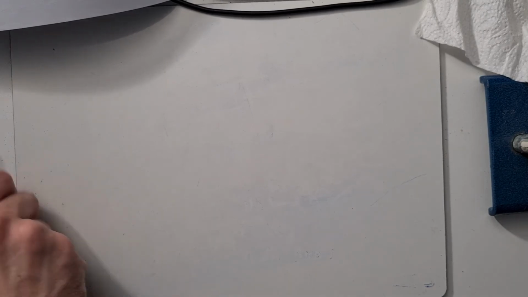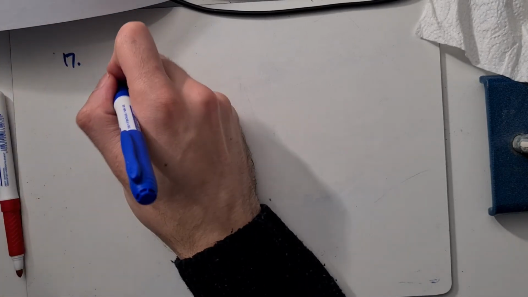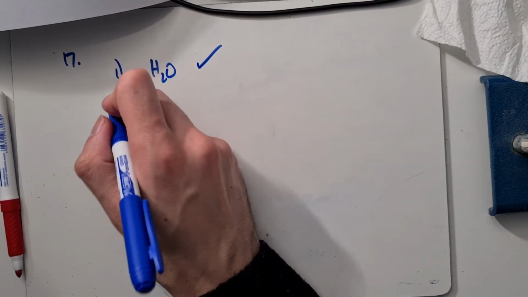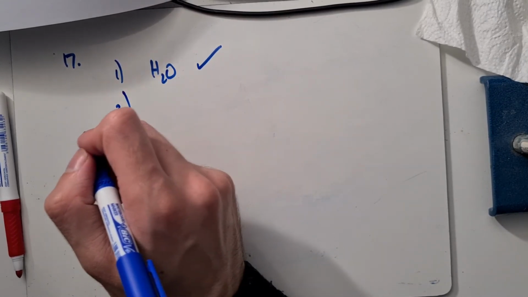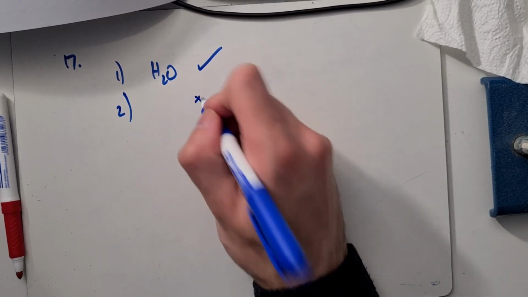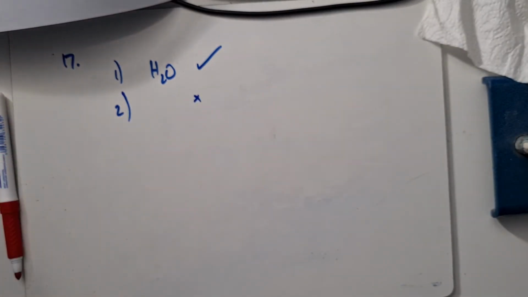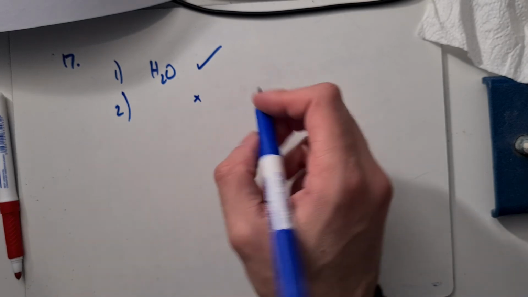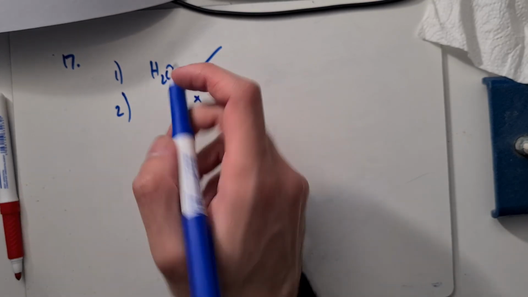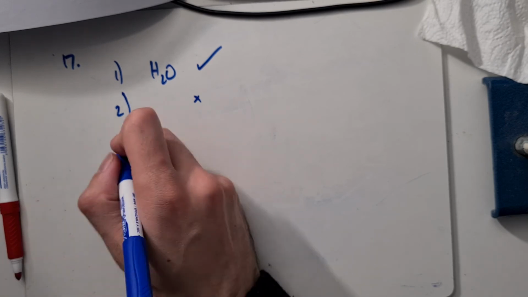So 17, which statement is true? 1, water's hydrogen bonds increase the boiling point. So 1, water does have hydrogen bonds. 2, water as a solid is more dense than a liquid. That's untrue. When water freezes, the hydrogen bonds actually hold everything apart and it becomes less dense. That's why ice floats on top of water. That's why your ice cubes float in your drink.